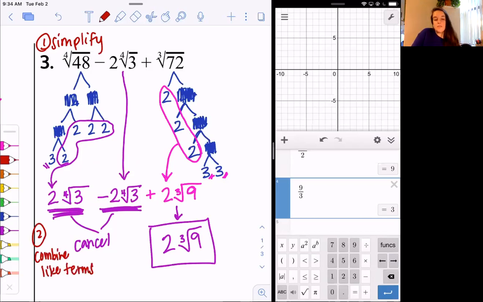Something to be careful of, we were allowed to combine these ones, the purple ones, because they were fourth roots. We're not allowed to combine this one because it is a third root, right? If we have cube roots, even if this was a 3 in here, we would not be allowed to combine it with this one because they have to have the same index in order to combine them, right? So we can combine these because they have the same index of 4, but we cannot combine this one because it has an index of 3.